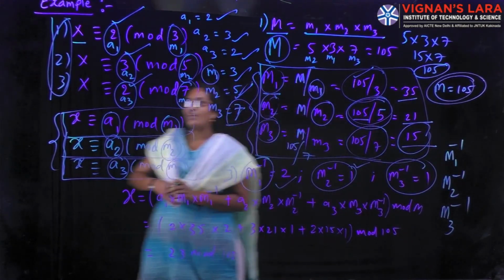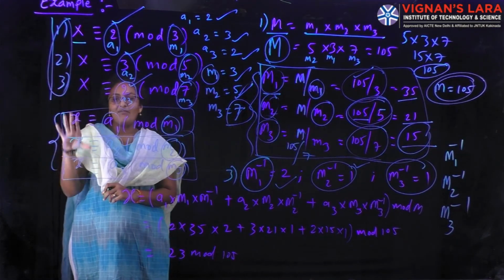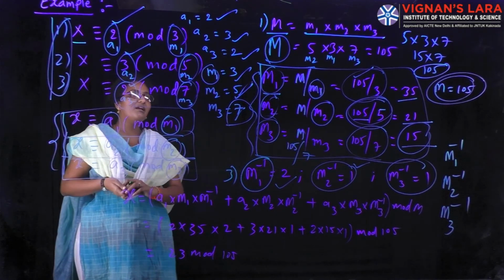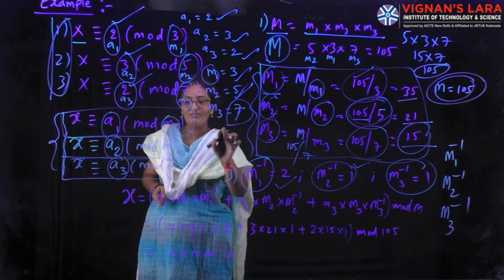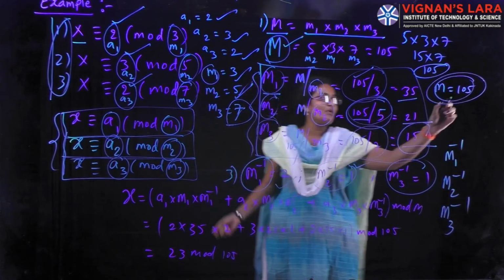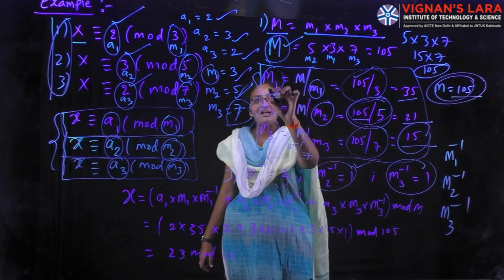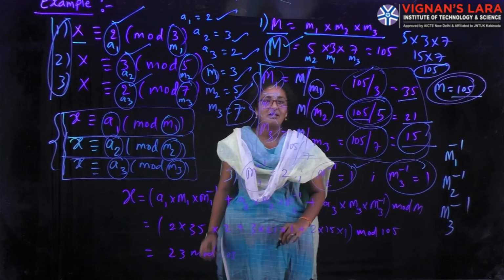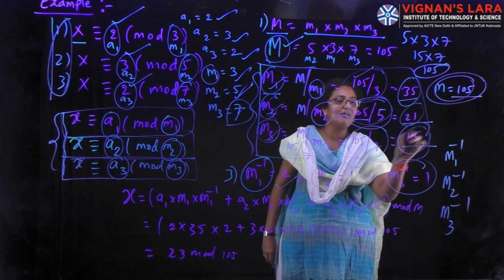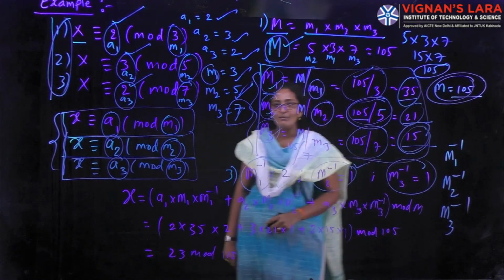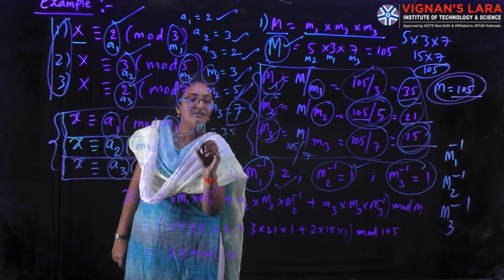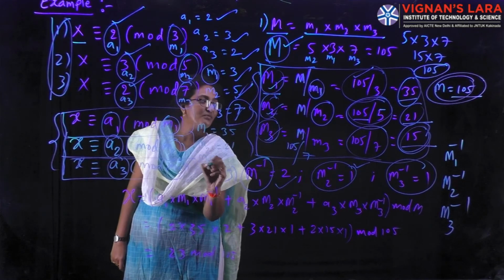First, I have taken the example congruent equations. I have taken the statement from the Chinese remainder theorem. I have compared both the congruent equations and found the a1, a2, a3 and m1, m2, m3 values. Then the first step I did was calculating capital M, that is 105. The second step is calculating capital M1, capital M2 and capital M3. For that also I have the formula, and I got the values 35, 21, 15. So capital M1 equals 35, capital M2 equals 21, capital M3 equals 15.